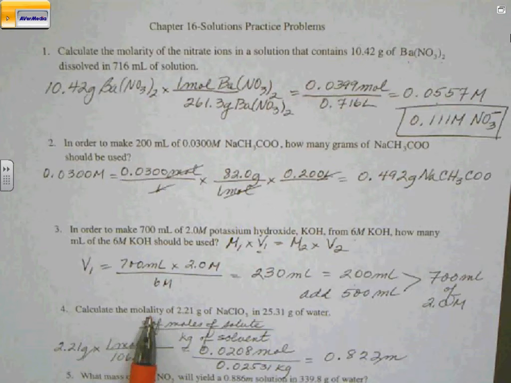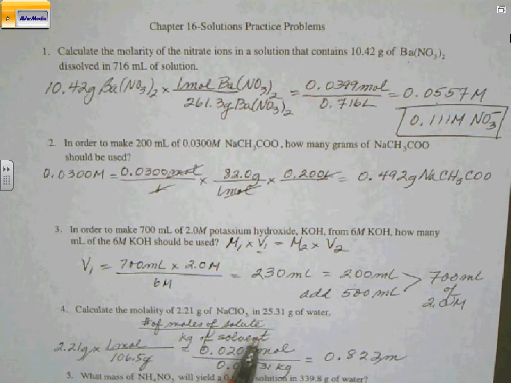Again, since it says number of moles, we have to convert the 2.21 grams of the sodium chlorate. Notice I didn't write the chlorate in because I thought I'd run out of space. The molar mass of the sodium chlorate is 106.5 grams per mole. So we end up with 0.0208 moles of the sodium chlorate, and we change the 25.31 grams to kilograms, which means you basically divide it by 1,000. Now we have the units: moles of solute over kilogram of solvent. Dividing, we end up getting 0.822 molality.